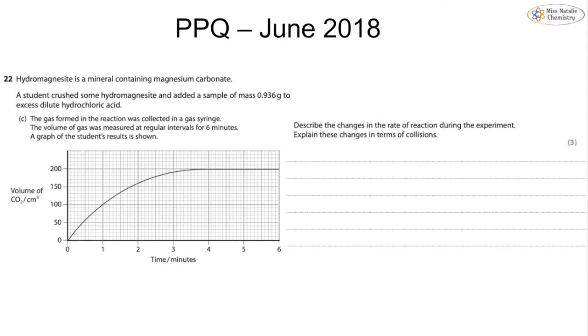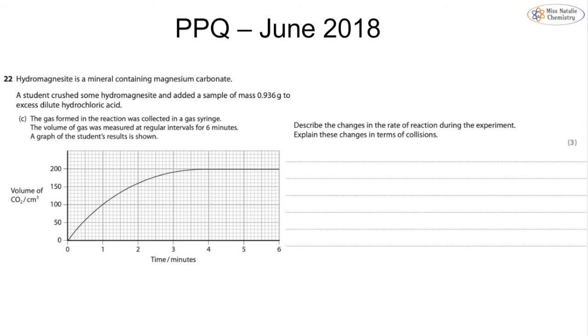So for 3 marks, we want to describe the changes in rate of reaction during the experiment and explain these changes in terms of collisions. Now, most people will jump to simply describing what the graph shows. So the graph is steep at the start, not so steep in the middle, and then stops. That will still get you some marks, but it's not going to get you all of them because you've missed the second point. This is a describe and explain question. You have to be mentioning the number of collisions.